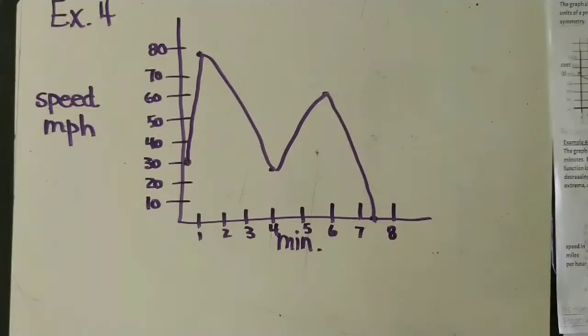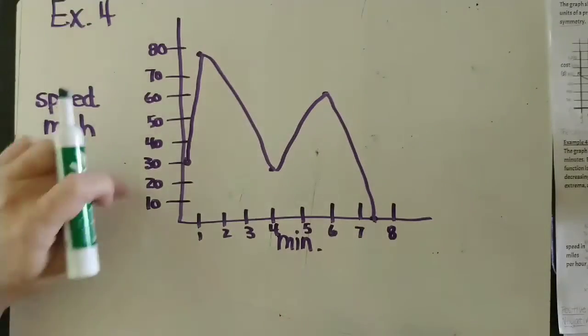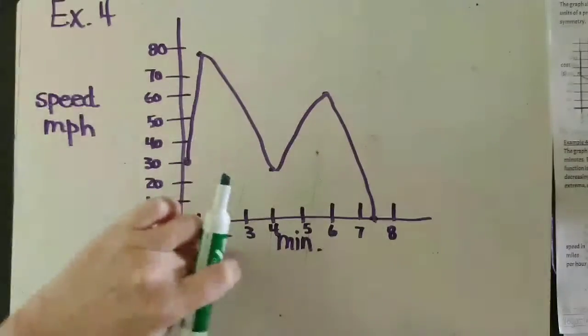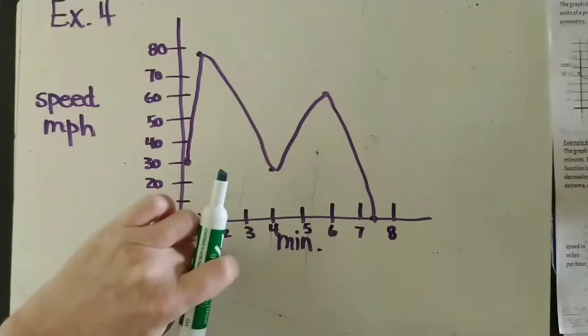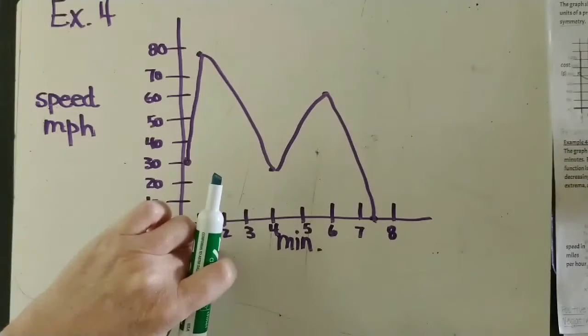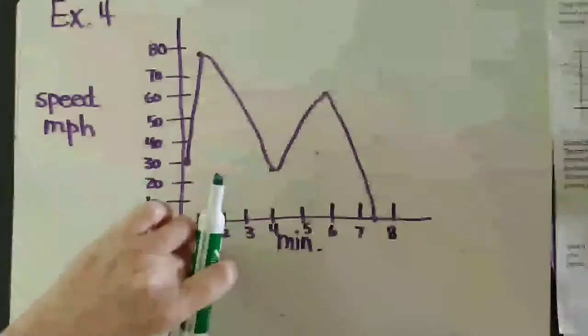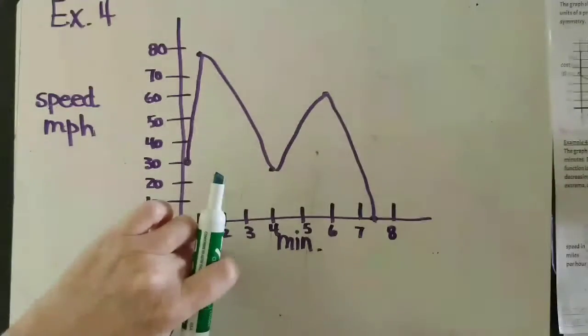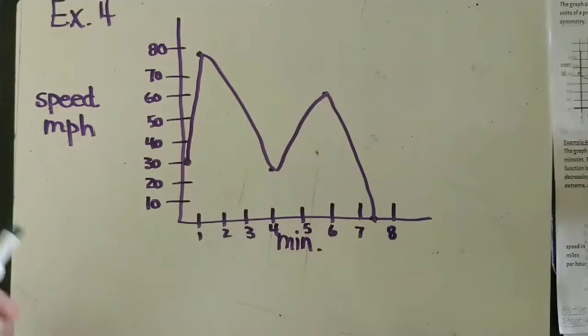Now let's look at example 4. The graph shows the speed of a car, in x miles per hour, after minutes. These are the minutes, which is x. So we have speed and we have minutes. Estimate and interpret where the function is positive, negative, increasing, decreasing. Find the x coordinate of any relative extrema, and we're going to cross off the end behavior.